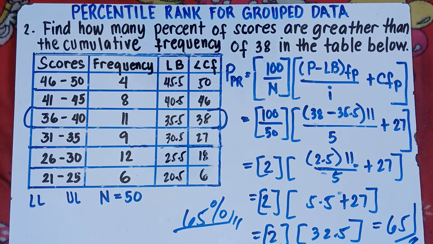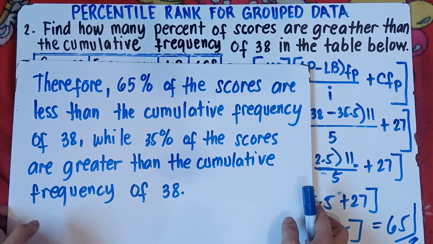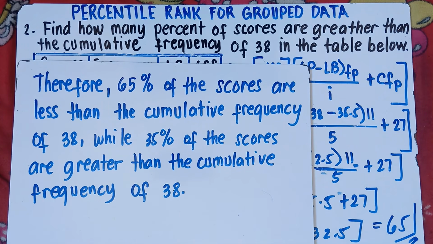So this will be our conclusion, class. Therefore, 65% of the scores are less than the cumulative frequency of 38, while 35% of the scores are greater than the cumulative frequency of 38. That's it, class. All set.